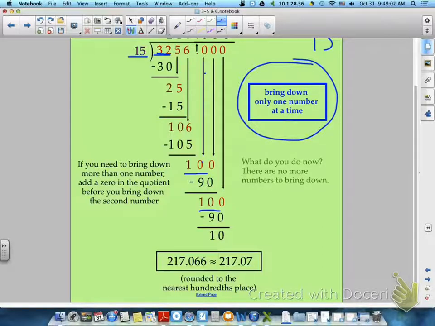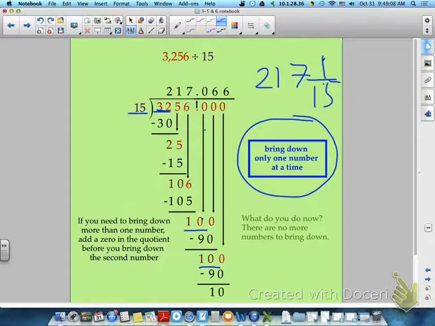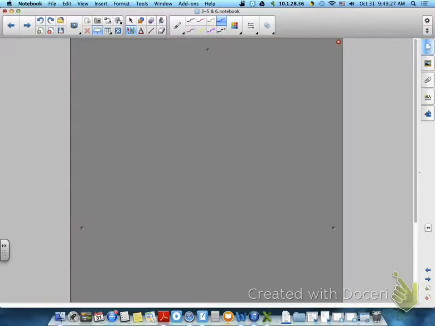Okay. Let's try one more. We probably take a couple of days, Ms. Fallon, and that's okay. We always take a couple of days to do this lesson because we want you to become comfortable and do it well. Okay? Let's see. Okay, so we're going to take this up a notch.